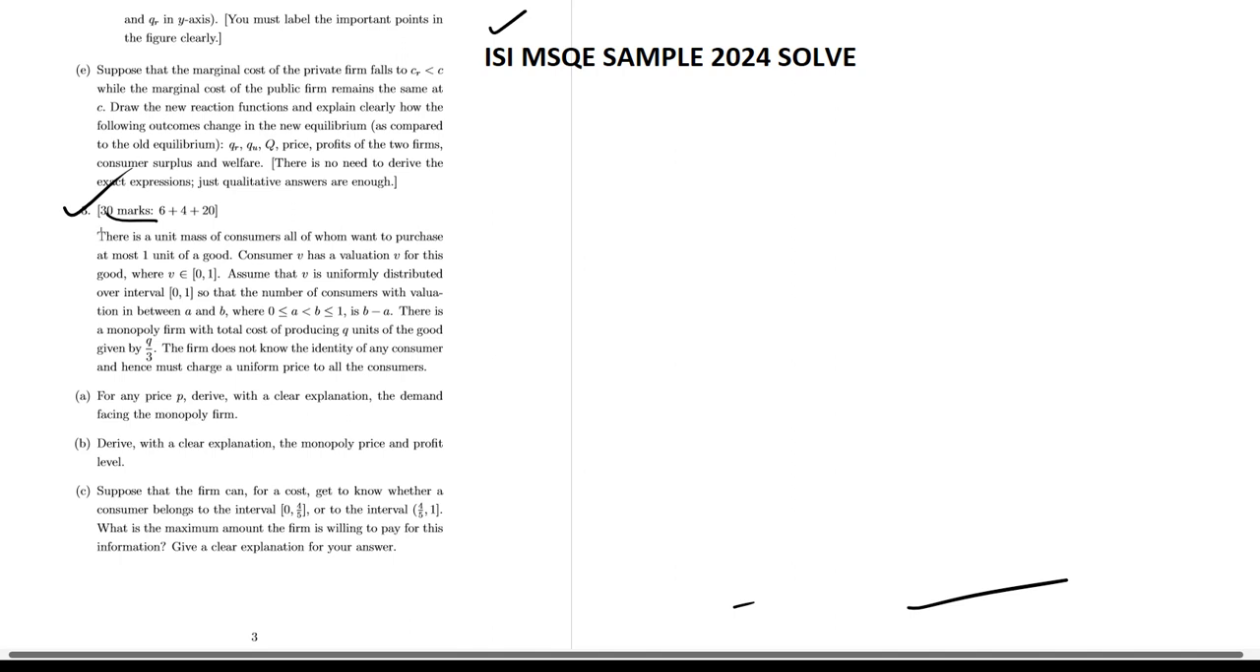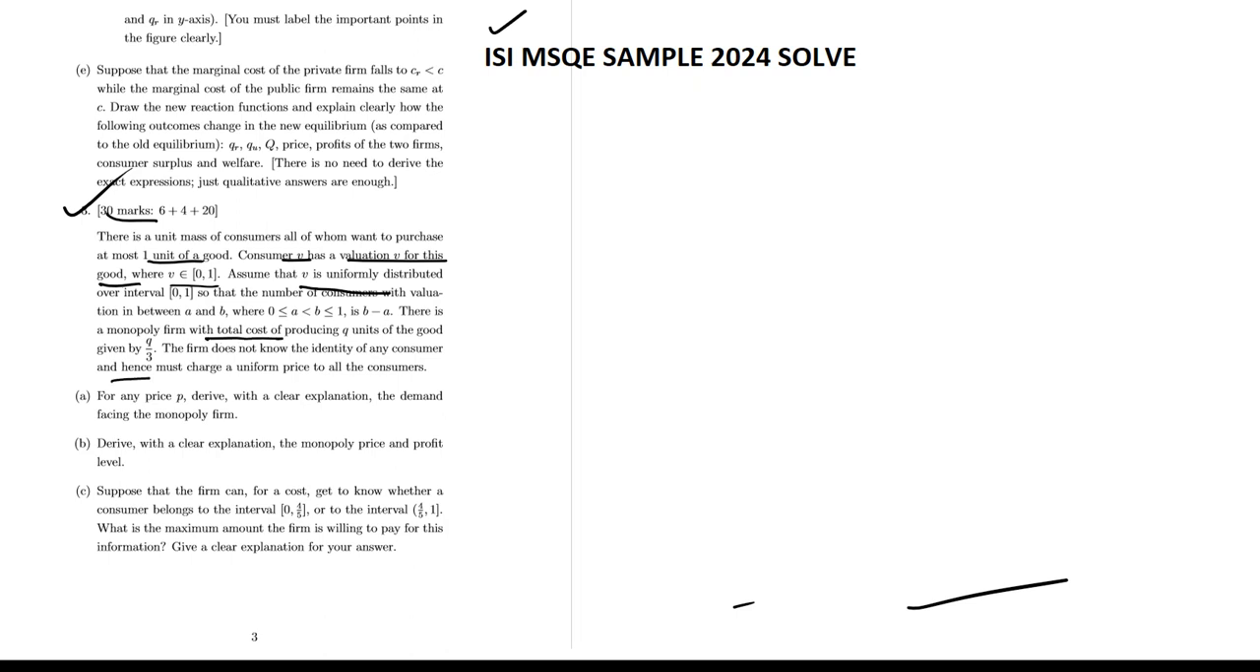There is a mass of consumers, all of whom want to purchase at most 1 unit of a good. The consumer V has a valuation V for this good, where V lies between 0 and 1. Assume that V is uniformly distributed over this interval. The total cost is given as C(Q) = Q/3. Derive the demand facing the monopoly firm.